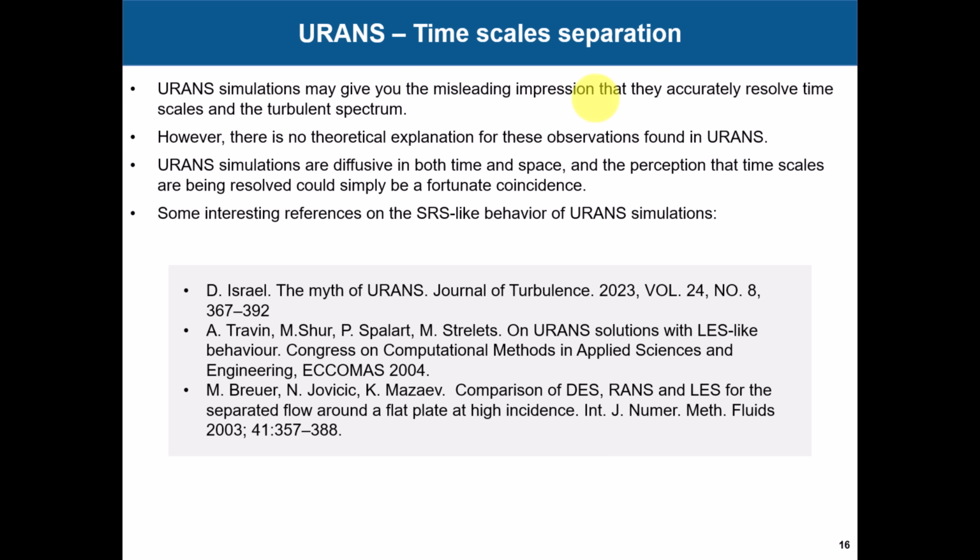So URANS simulations, as I have been saying, might give you the misleading impression that they are accurate in time. However, be careful, because there is a lot of numerical dissipation. You're going to see when you do a deep study, and we're going to work on some of the videos, that there are some differences, some dissipation. However, if you look at mean values, they are similar. But frequencies and instantaneous values will be different. The difference can be very large or very small, okay?